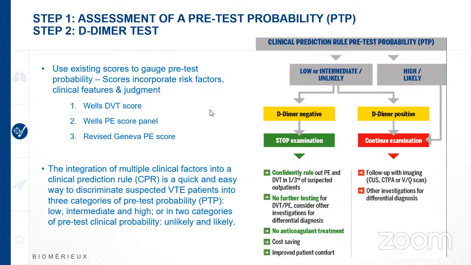Great. So if you forget anything today for D-dimer, remember this one slide. It summarizes pretty much everything.